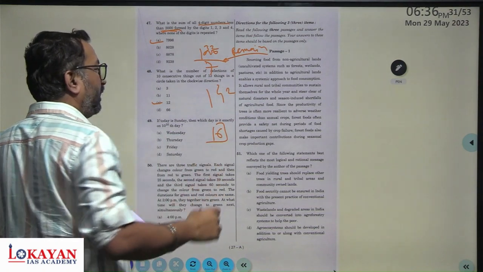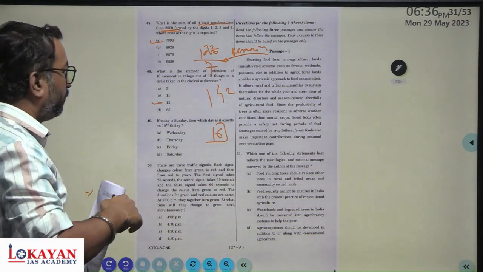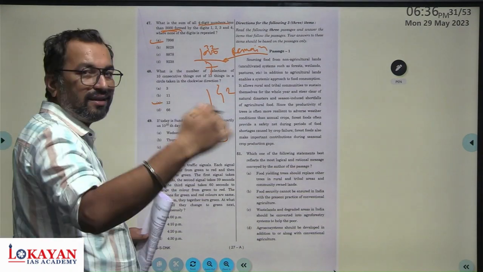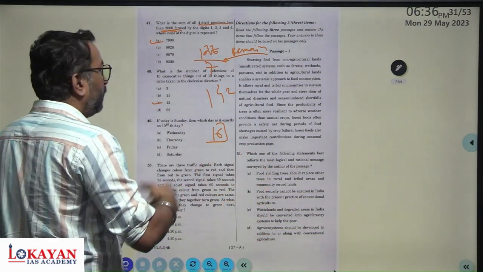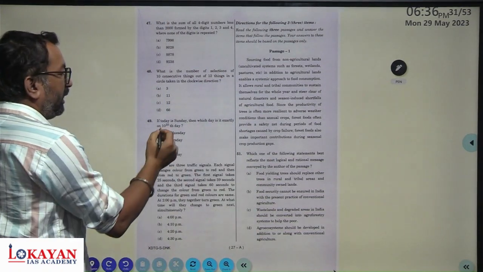So if today is Sunday, then on the 1000th day we have to move ahead by 6 days. So it will be Saturday. But they have asked us which day? 10 raised to 10th day.